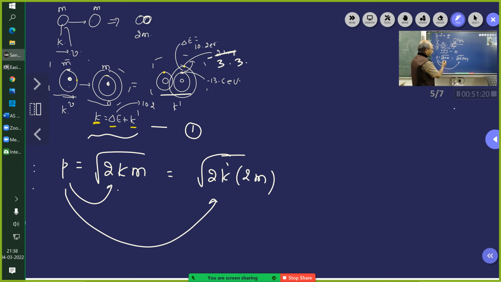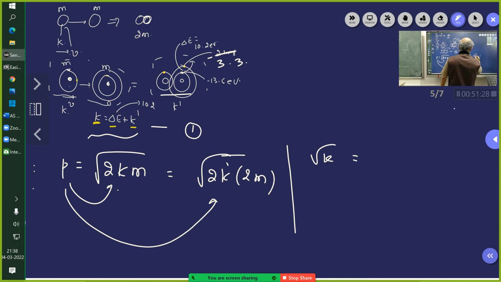So now this 2, that 2, this m, that m will get knocked off, and now directly we are going to get the relation here. Root k will be equal to, the roots also can be knocked off, so only k will remain, and here if you knock off the roots and the 1/2 goes, you will get 2k dash.